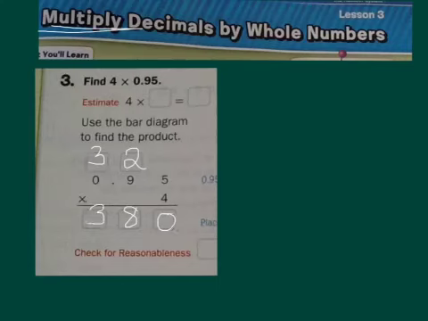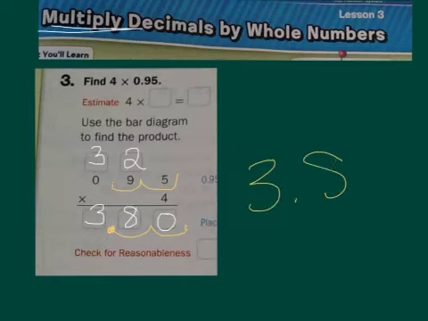Now, one last step when we multiply decimals is we have to put the decimal point in. So what we do is we count how many numbers are behind the decimal. Well, in this case, we have 1, 2 behind the decimal. So I know that I'm going to need to move my decimal place over twice. So I'm going to start here, and I'm going to move it over 1, 2. So my answer should be 3.80.